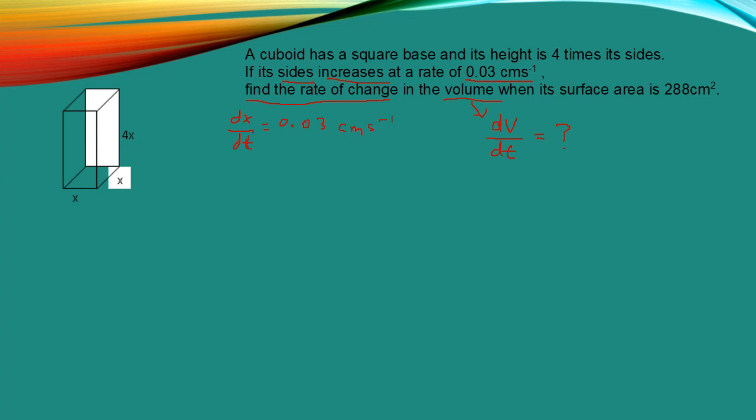And also given is the changing of volume when the surface area is 288 cm squared. So now we need to formulate dV over dt by using the chain rule. We will separate it into dV over something, multiplied by something over dt.